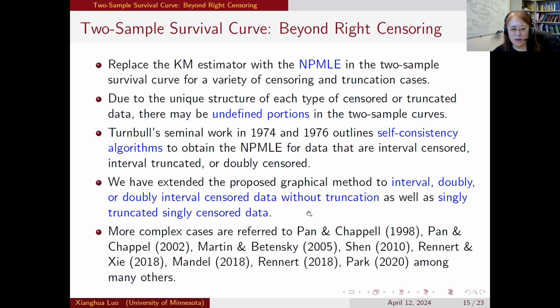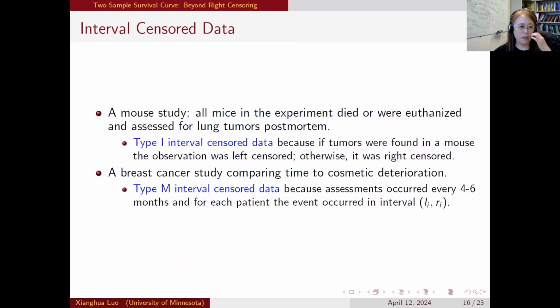There are more complex situations, but in practice, it's hard to find examples. That's one of the reasons we didn't cover many cases. But you can refer to those newer works for the one sample estimators. And in the next few slides, I will show the special cases that I just mentioned. First, I want to extend the right censored method to the graphical method for interval censored data.